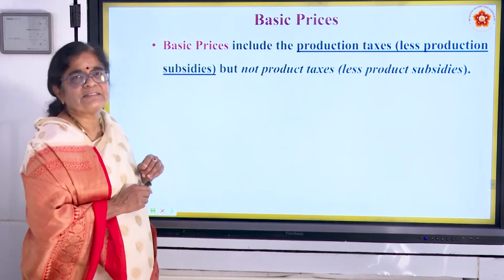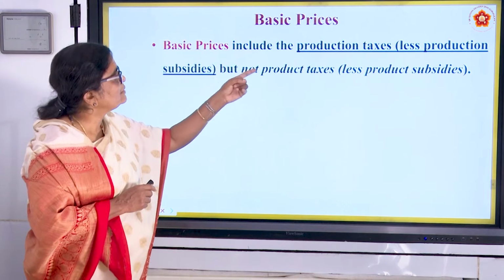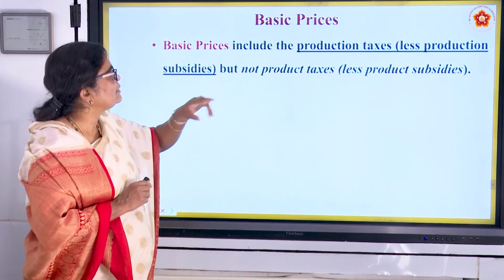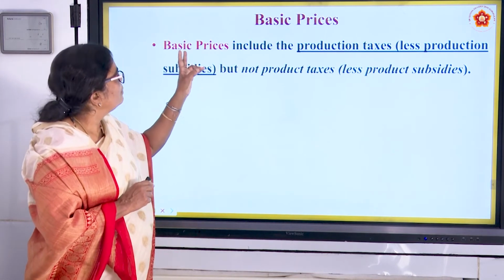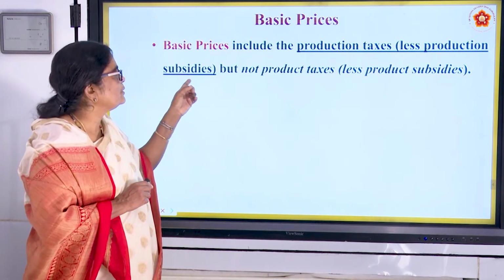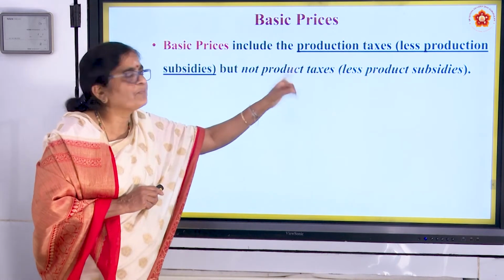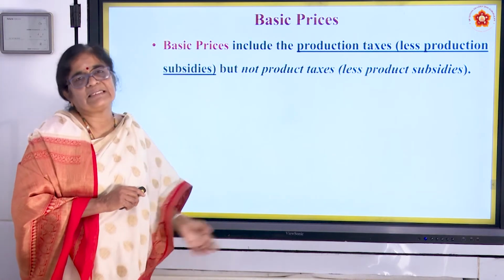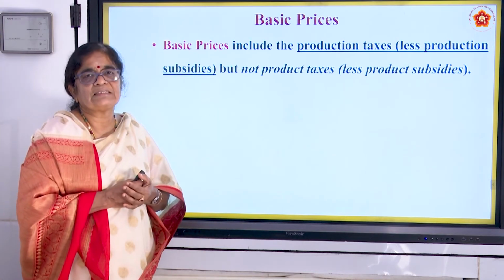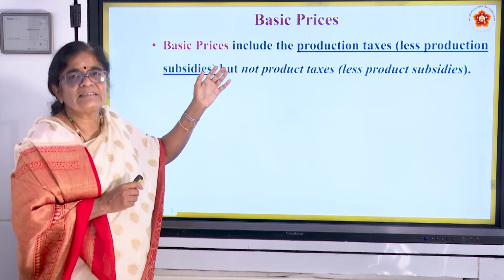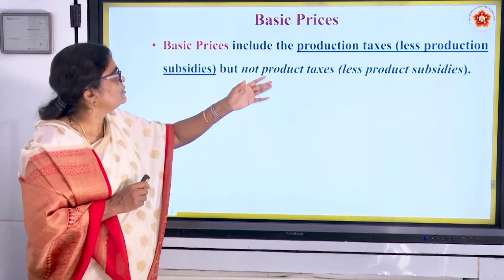And basic prices. Basic prices include the production taxes, that means production taxes less production subsidies, but not product taxes less product subsidies. Therefore, basic prices only include production taxes. What do you mean by production taxes? Production taxes, I have already explained: that is land revenue and the stamp and registration fee.